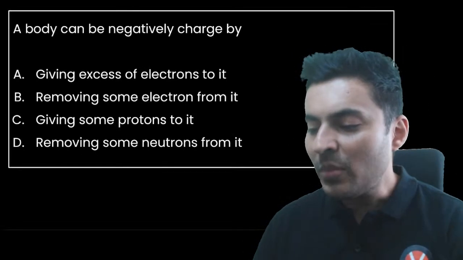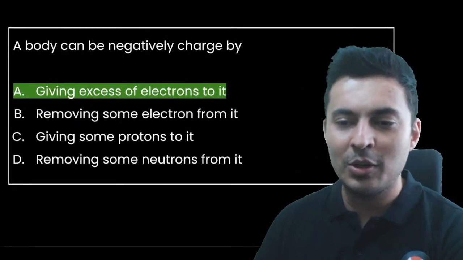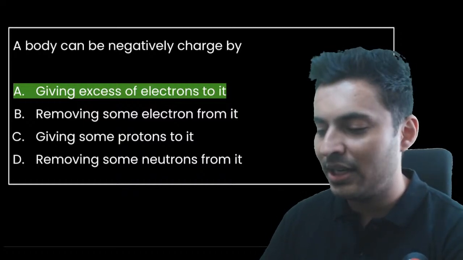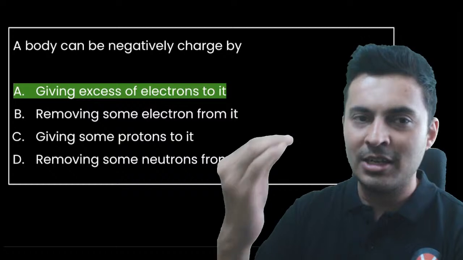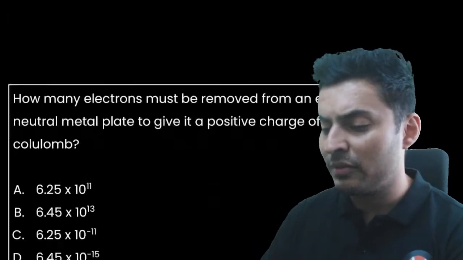A body can be negatively charged by giving excess of electrons to it, and many of you got the right answer. Very good, proud of you. The opening question warmed up already. So when you give excess electrons, the negative charges will pile up. When you take away the electrons, the body becomes positively charged.